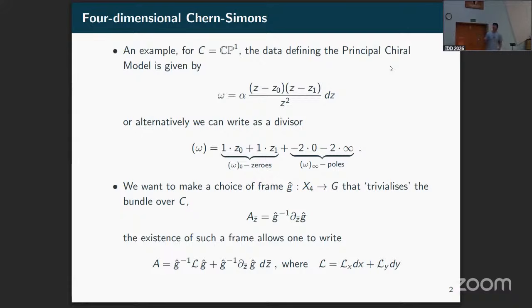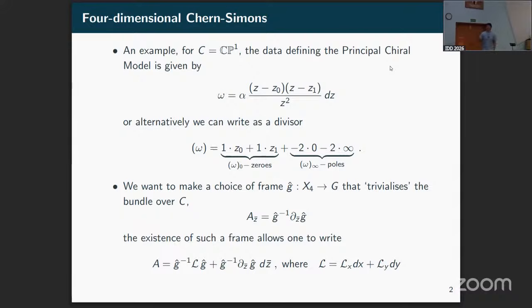This is the famous one we've seen today, the PCM omega. I could write it out in divisor language just like this: 1 times z0, which is one of those zeros, and then the other one. And you can see for the poles, we have a double pole at 0 and a double pole at infinity.